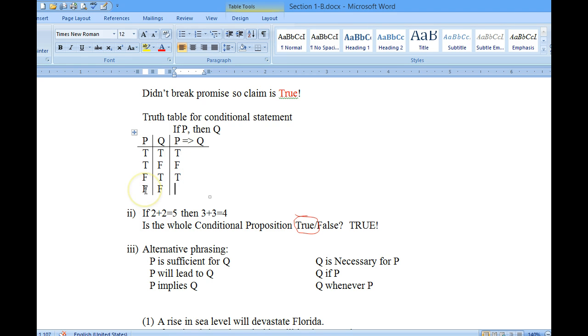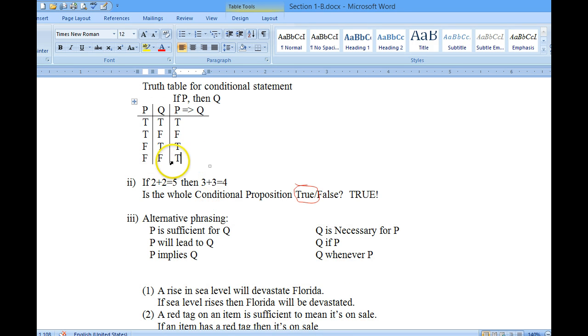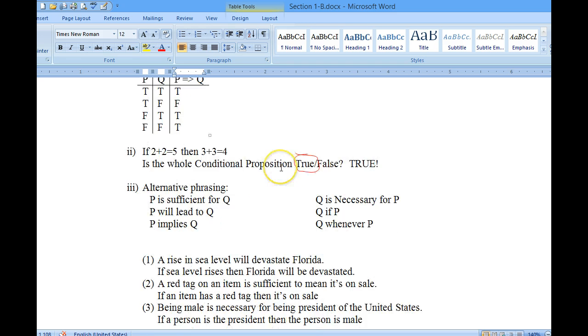The next one, if the politician was not elected and wages didn't go up, we still can't say that they made a false statement, and so it has to be true. Let's go on to our next example. That's kind of the hardest one to fill in right there.